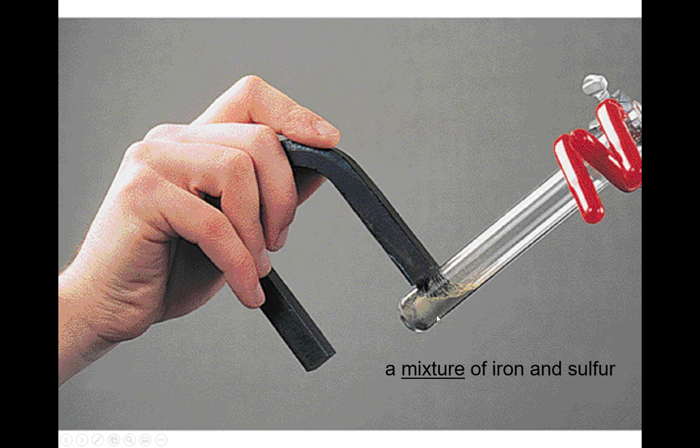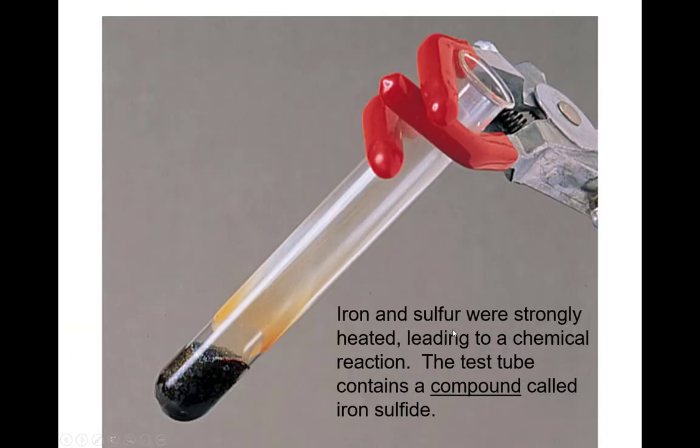Let's say we were to go ahead and heat this mixture up very strongly. If we heated it up extremely strongly over a flame, this would cause a chemical reaction, and this forms the compound iron sulfide. So the atoms are now bonded together, and they are in a very strict whole number ratio.